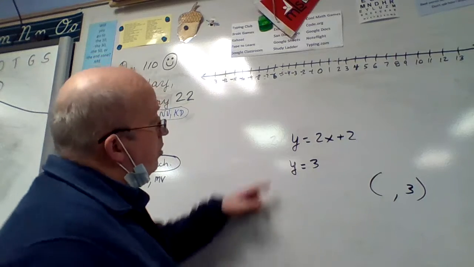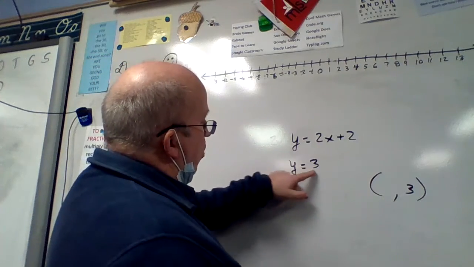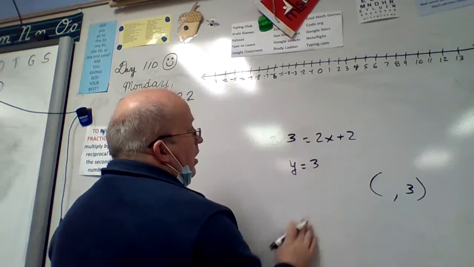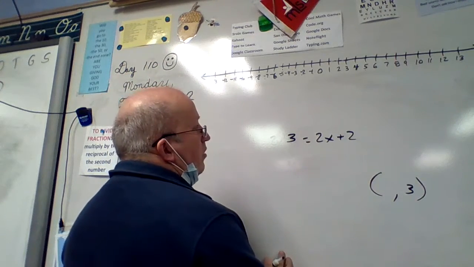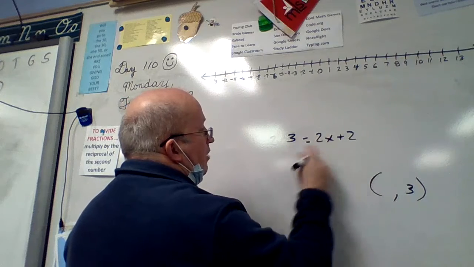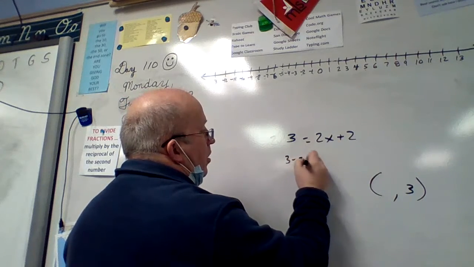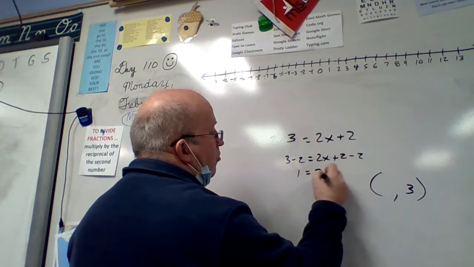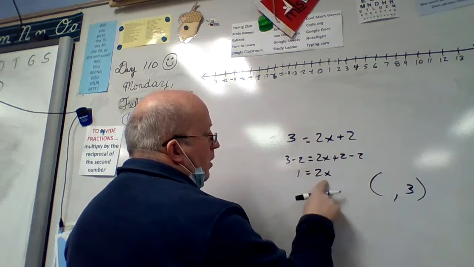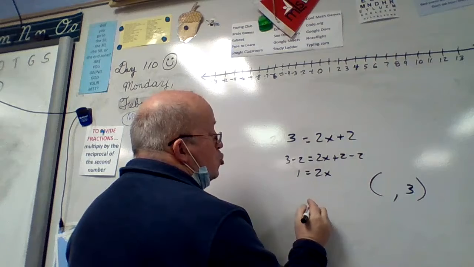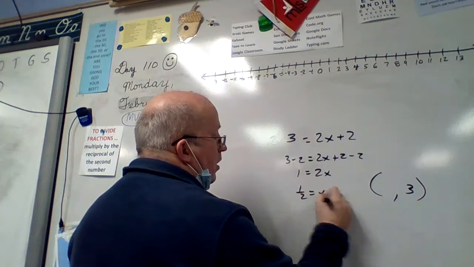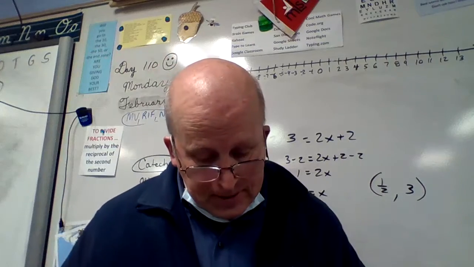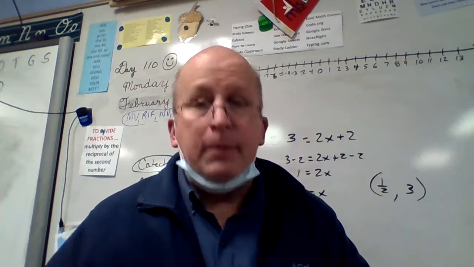The second thing I would do is I would say to myself, well, since y is 3, why can't I put a 3 here where the y is? And why can't I solve for the x value? So I'm going to subtract 2 from both sides of the equation. 3 minus 2 is 1. 2x plus 2 minus 2 is 2x. And then I'm going to divide both sides of the equation by 2, and that gives me an x value of 1/2, or 0.5. That's the kind of thing we're doing today.